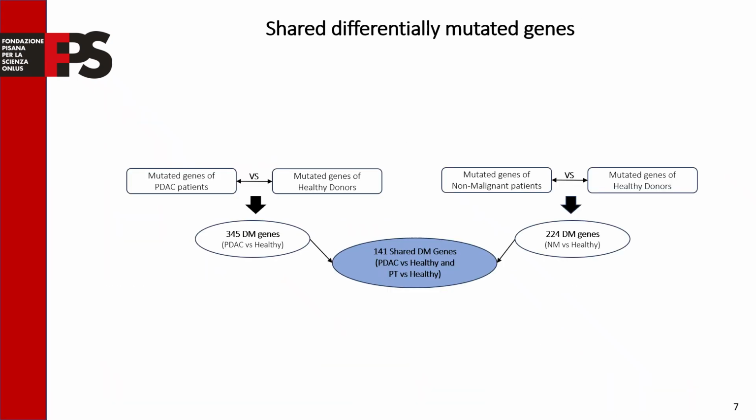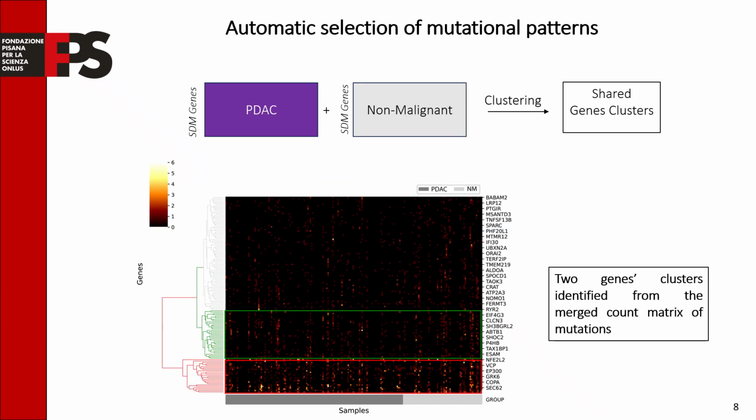Subsequently, we searched for genes that were significantly more mutated compared to the healthy donors, at the same time in PDAC and in non-malignant samples, by means of shared differentially mutated genes between PDAC and non-malignant. And we found a set of more than 140 genes. On the mutations of these genes, we applied a clustering algorithm, and we found two main clusters of mutated genes that we then proceeded to characterize.